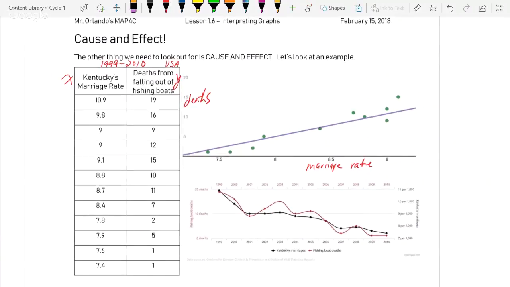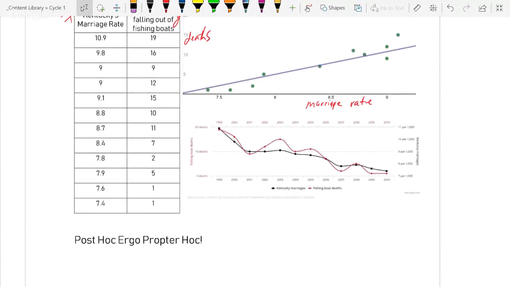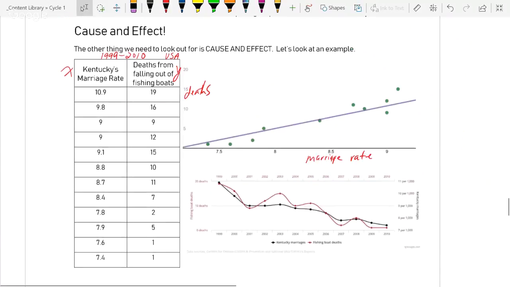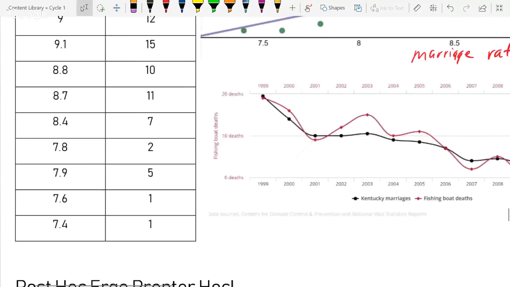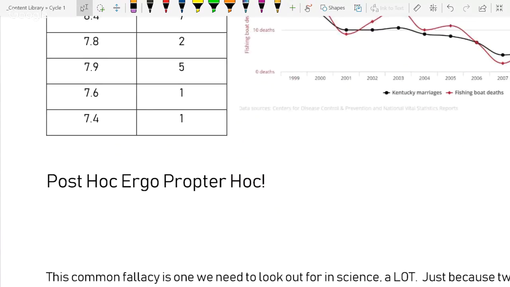I would propose to you that these two things have nothing to do with each other, even though they graph perfectly onto one another. Just because two things graph together, it does not mean that they have anything to do with one another. And this leads us to the great fallacy in math and science. And I'm about to teach all y'all some Latin.